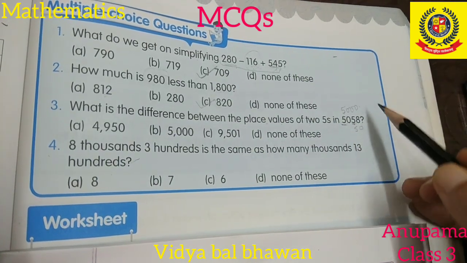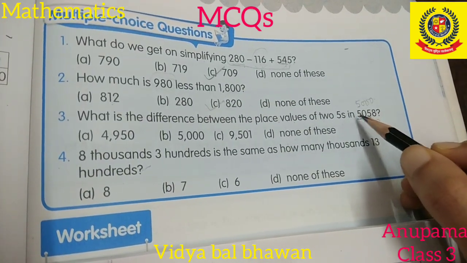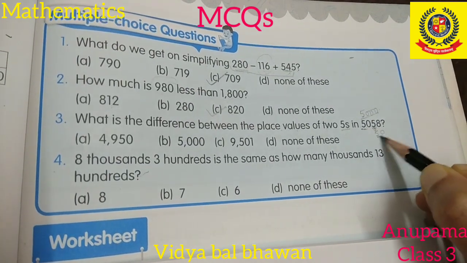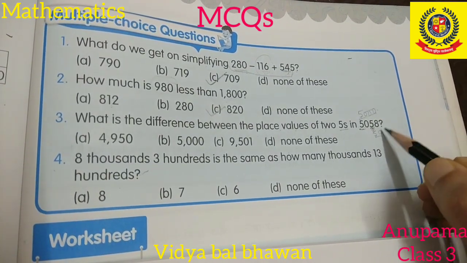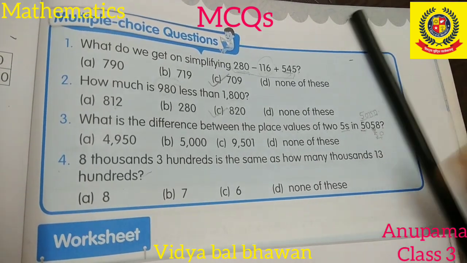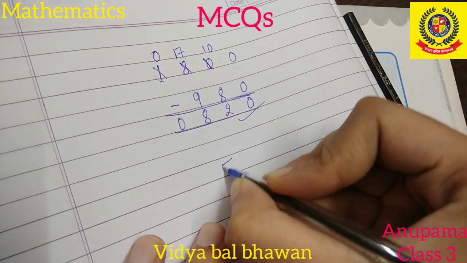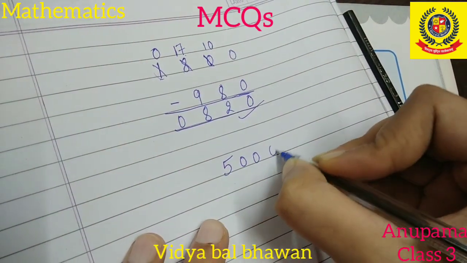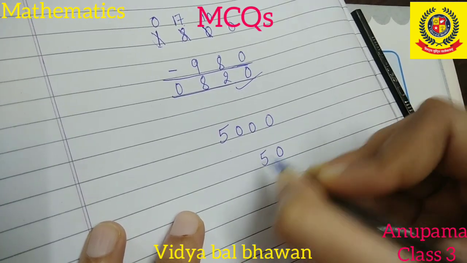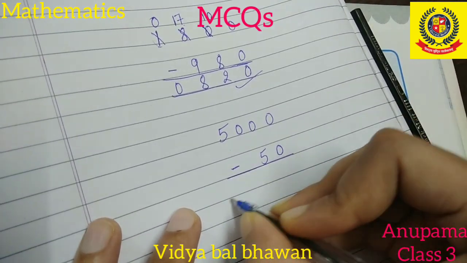Now question 3 is, what is the difference between the place value of 2 5s in 5058? So place value of 2 5s, one is 5000 and another is 50. So we have to calculate the difference between 5000 and 50. So what we will do, we will subtract 50 from 5000.